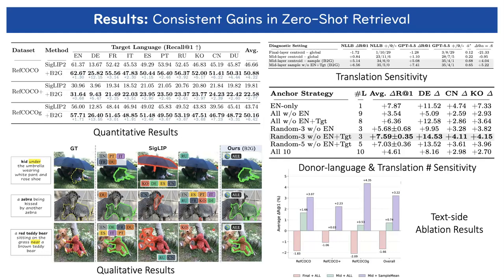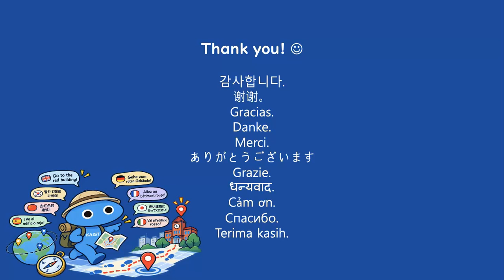Finally, on the text side ablation, final layer fusion actually hurts while mid-layer sample mean injection is the strongest across RefCOCO datasets. That's B2G recovering spatially precise, language-robust grounding from frozen VLEs at test time.